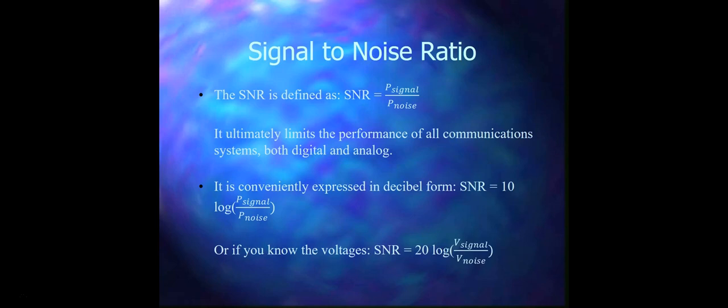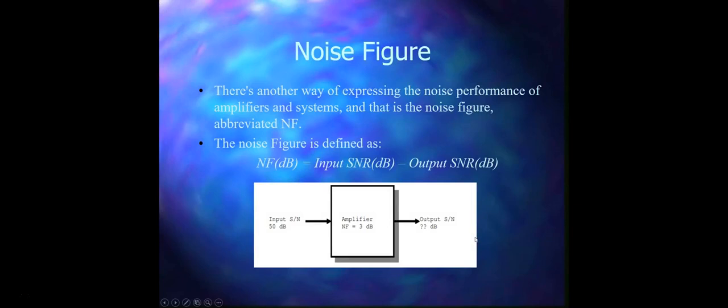Now I will move on to the next slide, and this slide talks about noise figure. There is another way of expressing the noise performance of amplifiers and systems, and that is the noise figure. This noise figure is basically the difference of input signal to noise ratio minus output signal to noise ratio. And for that, the example is given over here.